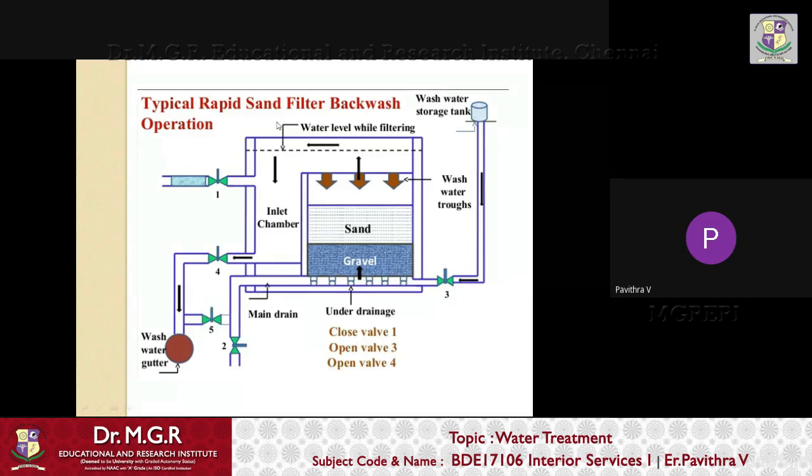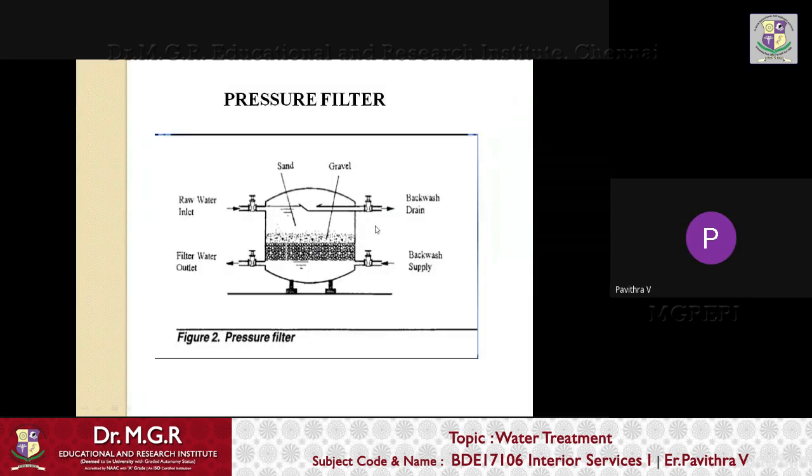In the backwash filter operation, the water will be fed from the bottom to the top, that is, through the gravel layer and the sand layer. The wash water from the storage tank will be fed into the gravel and the sand layer, and then it will be collected separately. You are not supposed to dispose of it as it is. You are supposed to give it some treatment before disposing of this water, because it contains too many impurities. So this is a pressure filter. It is the same as the rapid sand filter, only the diagram is different.